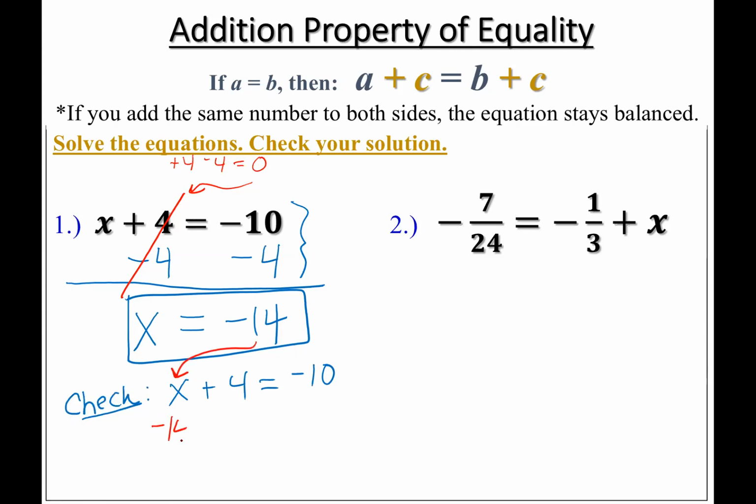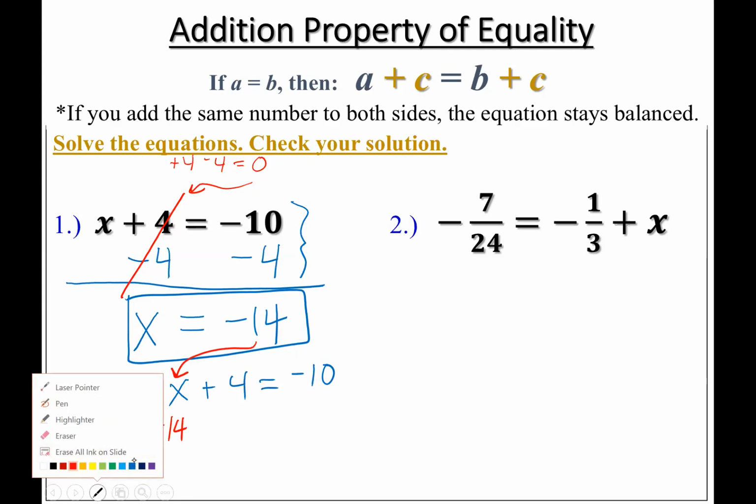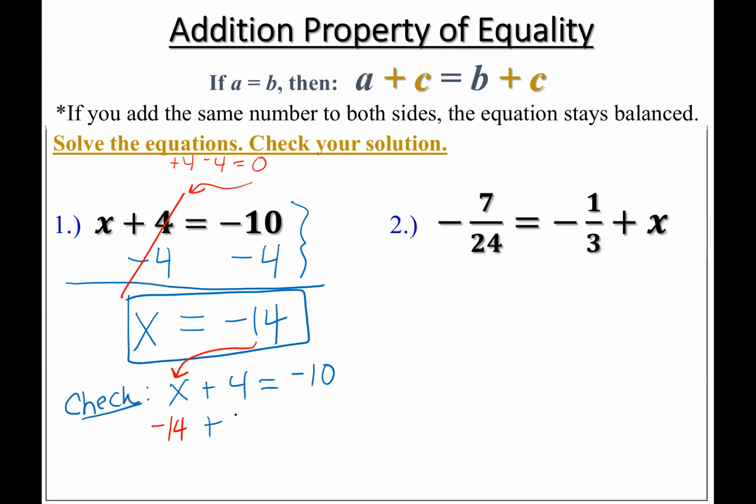So negative 14 plus 4 equals negative 10. Now I'm going to simplify on the left side. Negative 14 plus 4, those numbers have different signs, so I would subtract and keep the sign of the bigger number, which is negative. So negative 14 plus 4 is negative 10 equals negative 10.